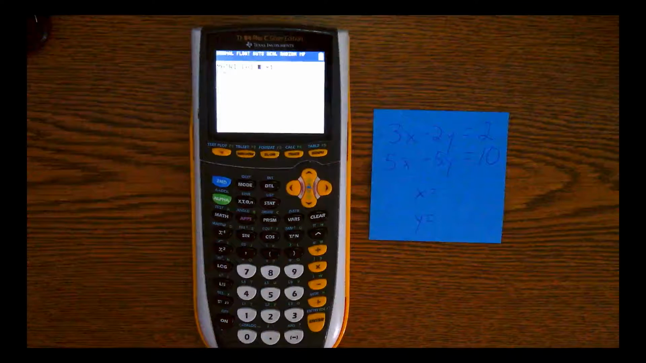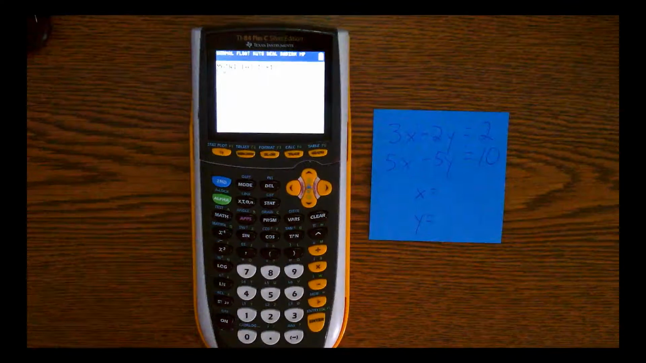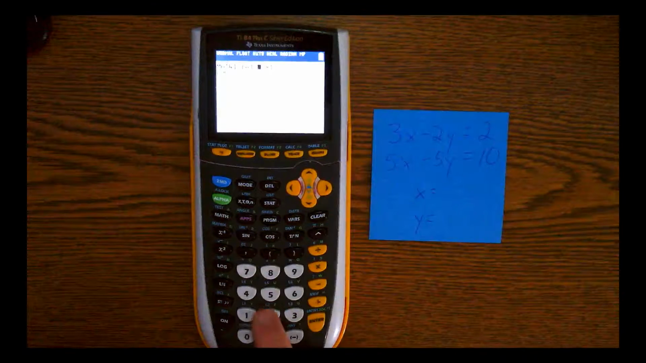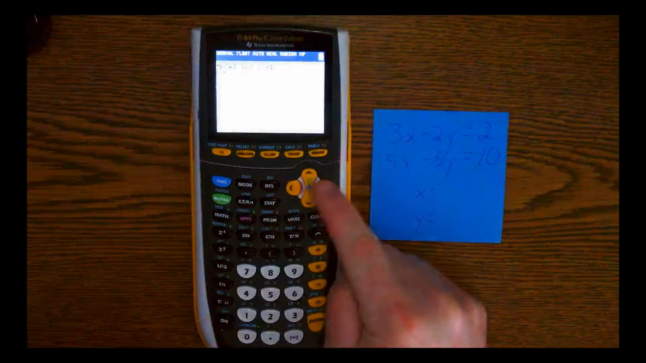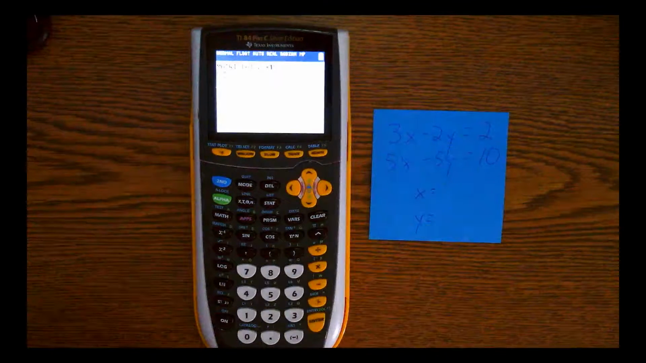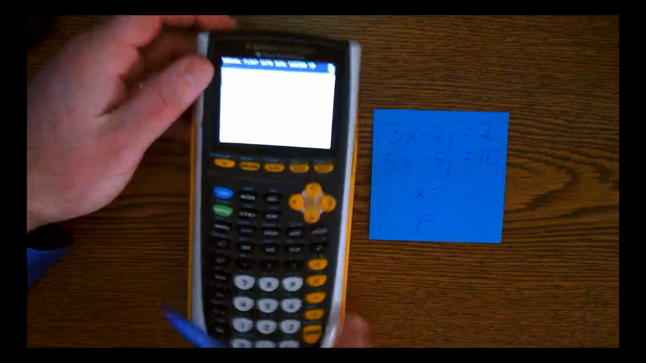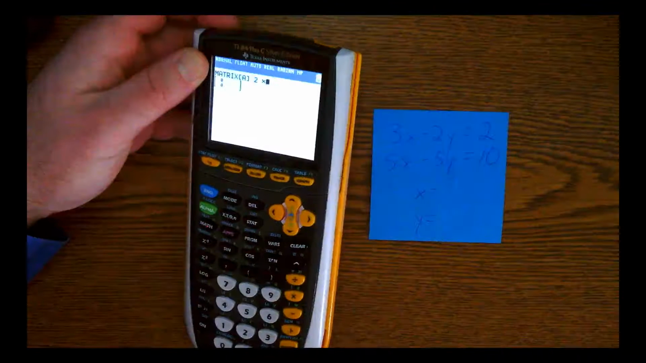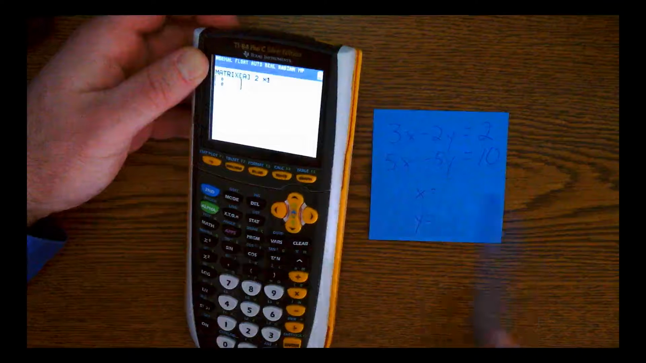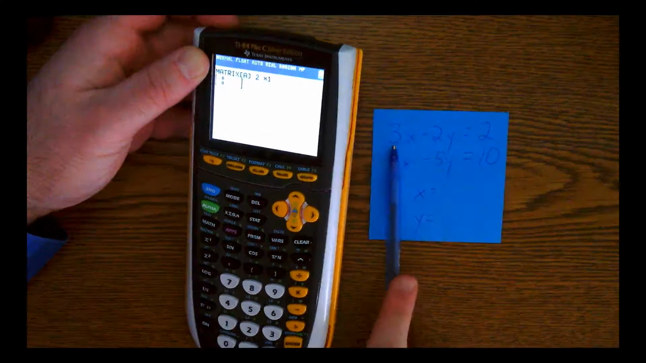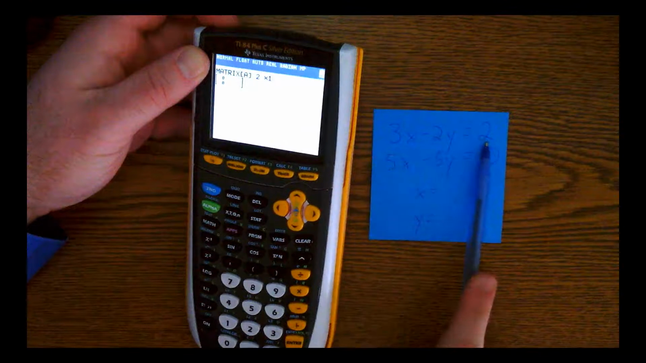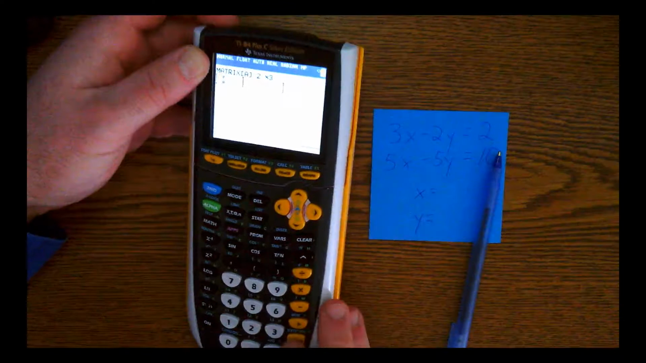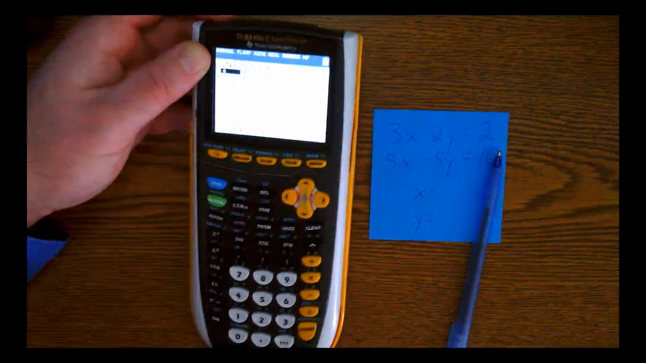So we have to tell it how large of a matrix we want. To decide that, I have two equations. So that's going to be 2 by, move it over. Okay, and then to decide how many, I have 1, 2, 3 terms in each one. So that's going to be 3. Enter.